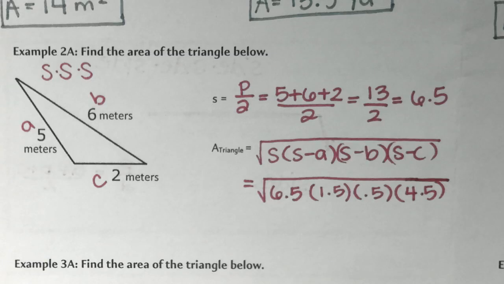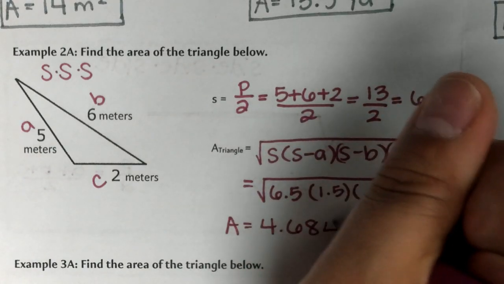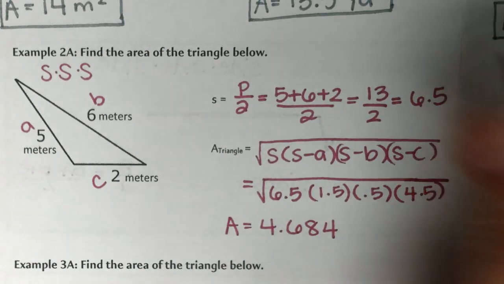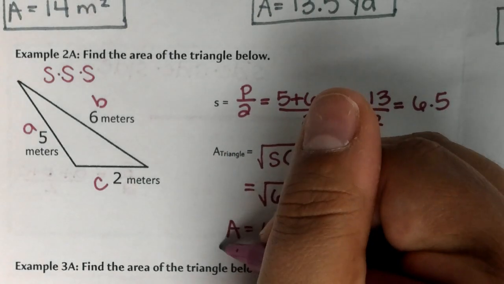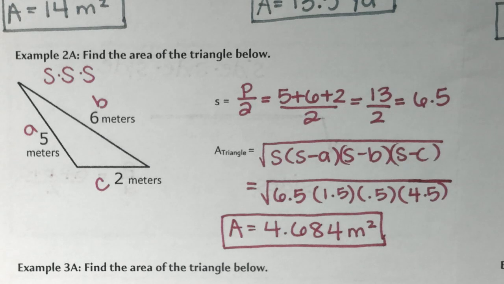Put that in decimals and give me an answer, please. Oh, round to the thousandths, 3 decimal places. 4.684. 4.684 meters squared. What questions do I have about Heron's formula? Perimeter divided by 2, then just plug into the equation. I want you to do the next one on your own. Go.